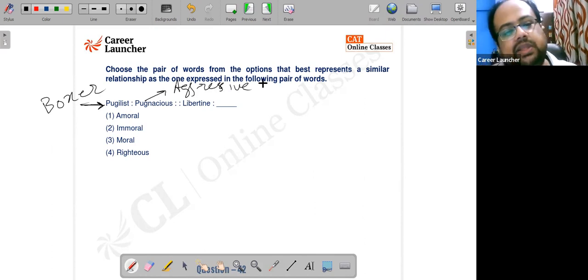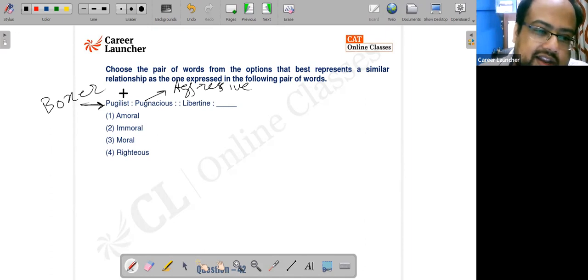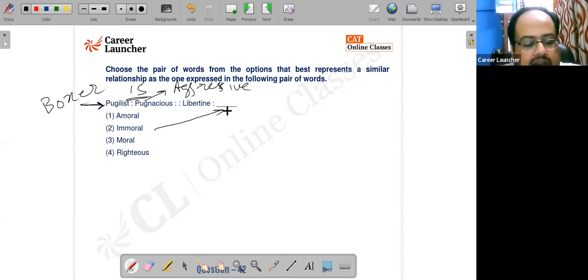Pugnacious means aggressive. Pugilist is a boxer, and a boxer is supposed to be aggressive. Only then will he win the fight. The answer is immoral. Libertine is immoral. The answer is option 2, immoral.